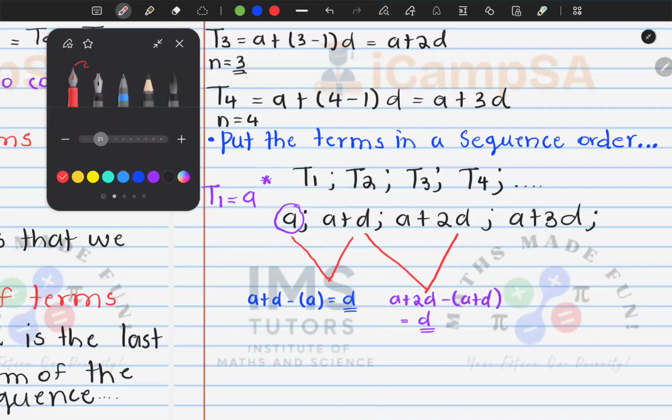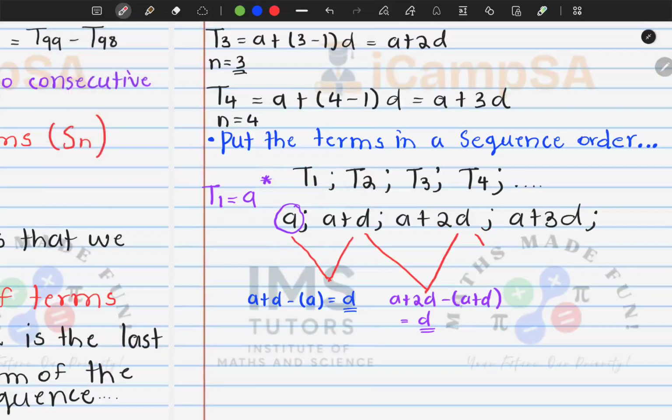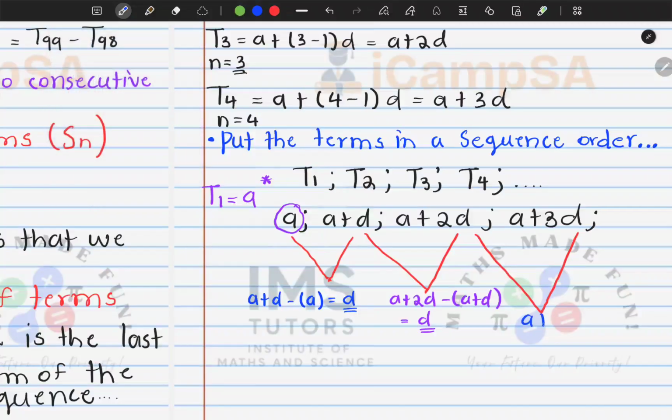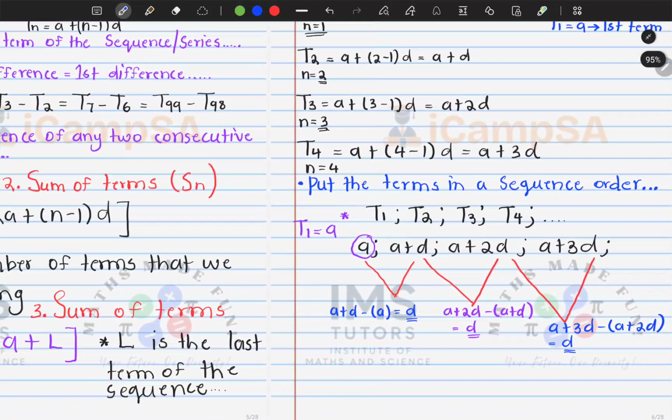Then let's go and deal with the third one. So if we take this difference here, what you will see is that we'll have A plus 3D minus A plus 2D. And the answer which you will see is that we will have a D. So what does this tell us?